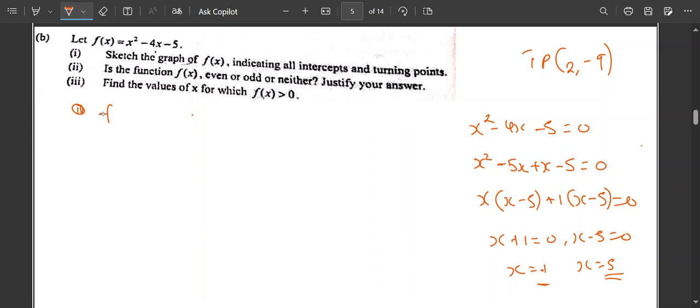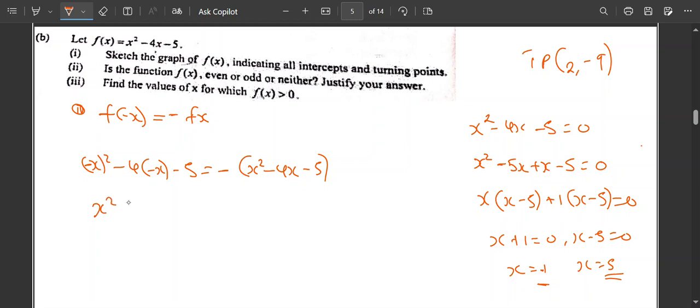If it's odd, f of negative x should be equal to negative f of x. So we'll be moving together now. We are inserting, wherever there's x, negative x: negative x squared minus 4 times negative x, minus 5, equals negative of the same function, just multiplying with a negative. So this gives x squared minus, that will be 4x, minus 5, equals negative x squared, plus 4x, plus 5.